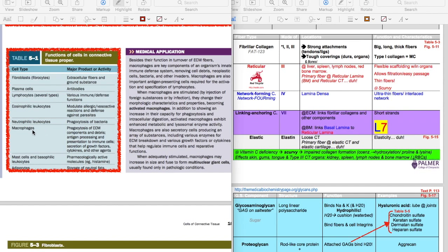So macrophages are a real classic immune system cell that eats things. They're going to be eating garbage, basically, in tissue. They also do other stuff that you'll get into in immunology class. They secrete cytokines to make other immune cells do their job. But forget about that. Just know phagocytosis is the eating up of stuff. Neutrophils are going to eat bacteria. Macrophages also eat bacteria. Mast cells are another immune system cell, and adipocytes store fat. Adipose tissue is fat tissue. Adipocytes are fat cells.